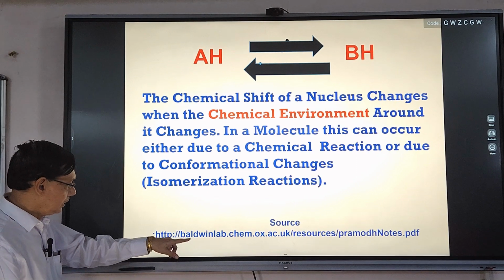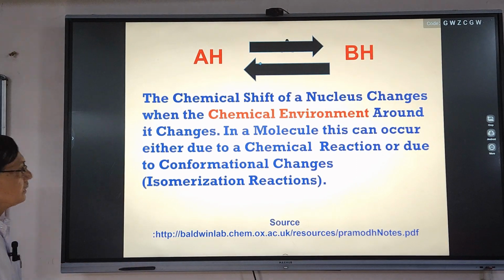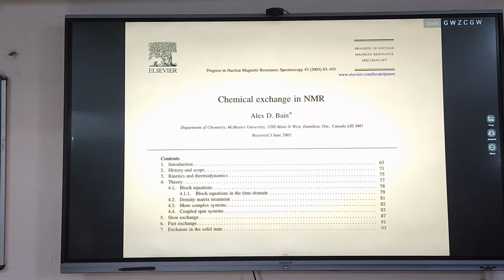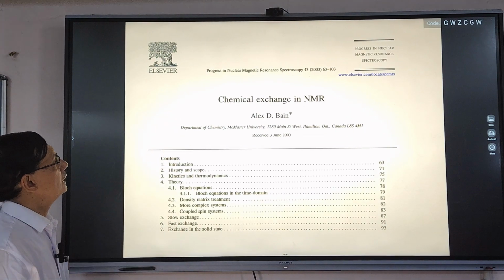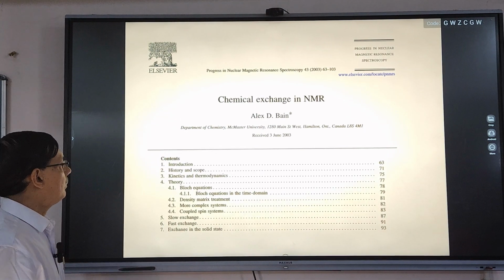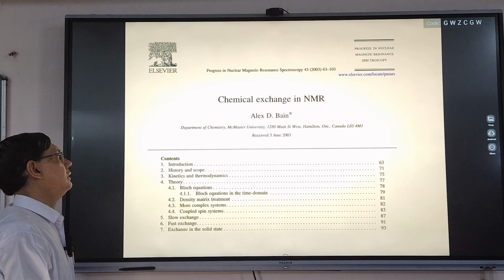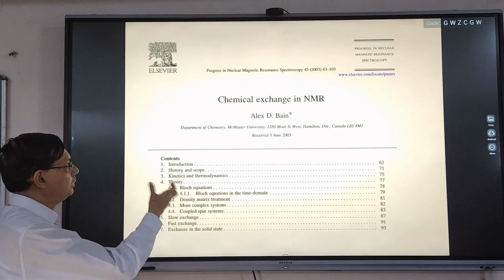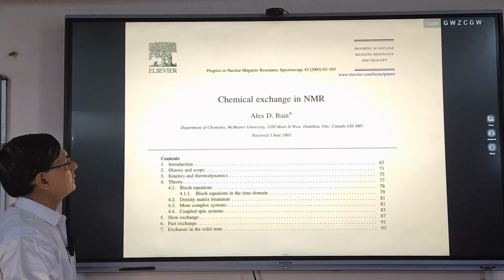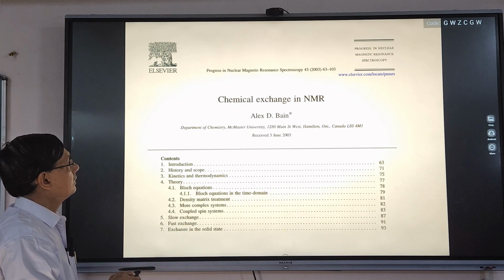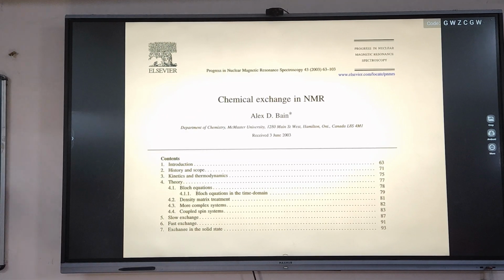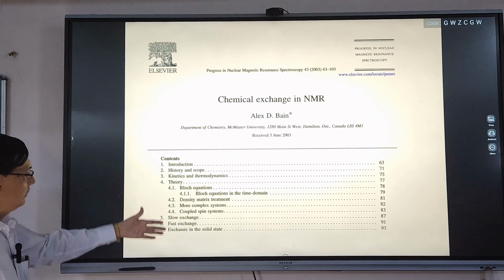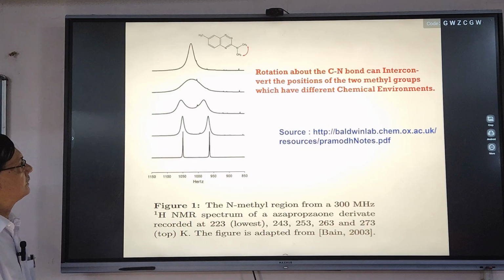I am showing one of the research papers of this scientist, Alex D. Bain. It is also a very old research paper, but published in a very good journal. From that research paper, I have used this NMR spectrum, published in Progress in Nuclear Magnetic Resonance Spectroscopy. They have given three examples, slow and fast.